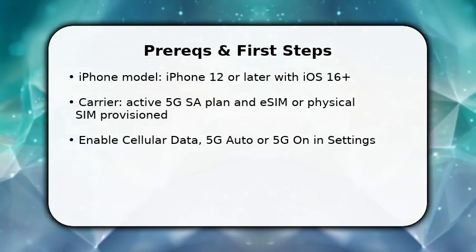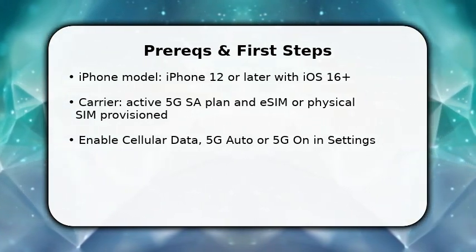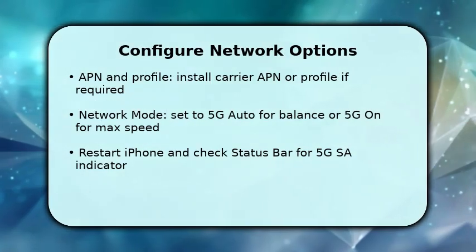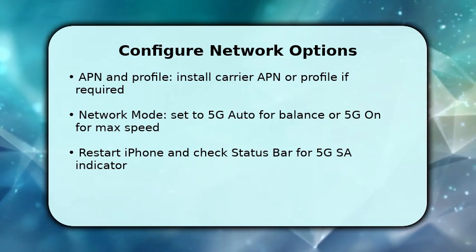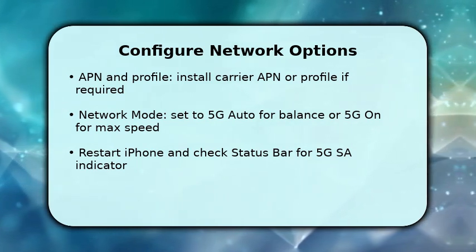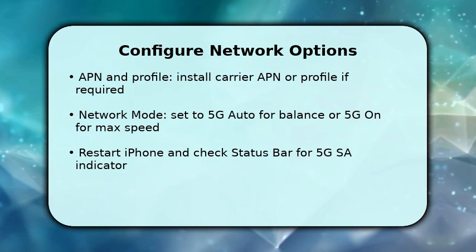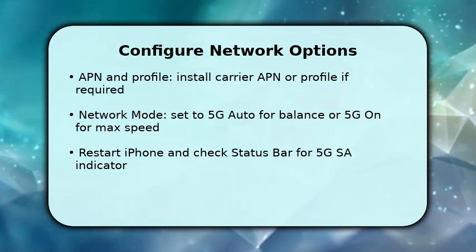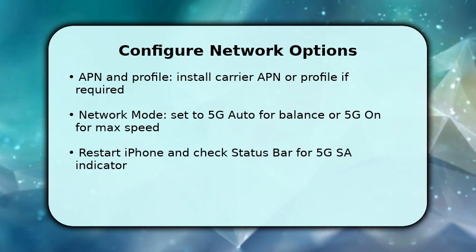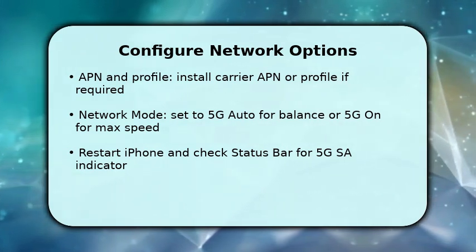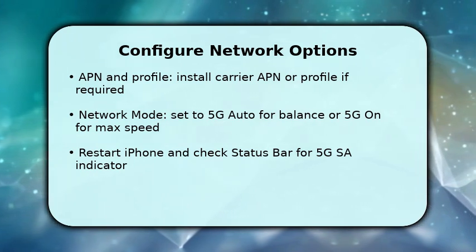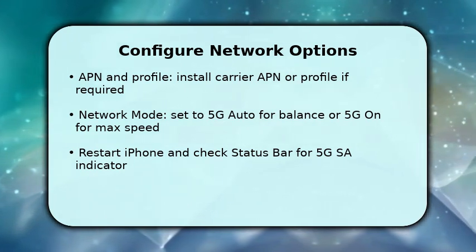Now focus on more detailed configuration. Install any carrier APN or operator profile they provided, because SA often requires proper APN settings for data and network slicing. Then, in Settings, Cellular, Data Options, choose 5G Auto for battery-friendly performance or 5G On if you need continuous maximum throughput. After changing settings, restart the iPhone to force re-registration with the network.